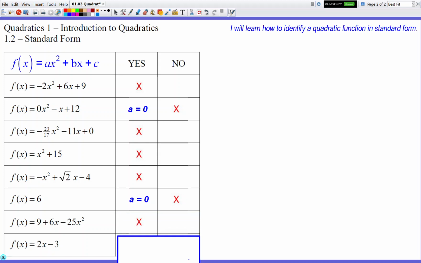Okay, the last one. Is he missing his x squared? Yeah, he is. What's the only number that causes that x squared to disappear? If you look a number of problems up above, you'll see the reason why. It's a is 0.